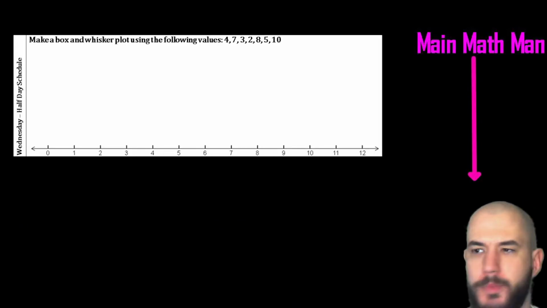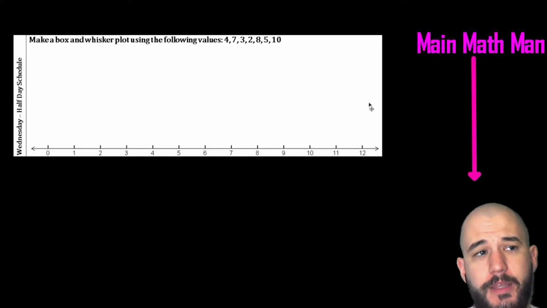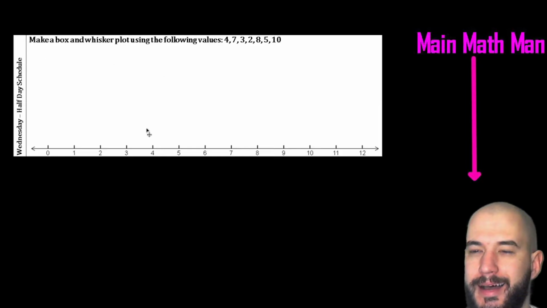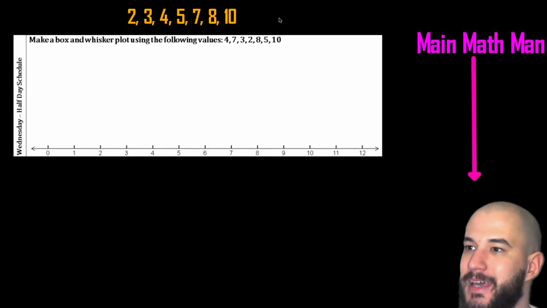And in this video, we're going to be making a box and whisker plot from these values. So again, our first thing that you need to do, you need to make sure that you can order them from least to greatest first. So try to find that min, try to find that max, so we can put our values in order. So we have 2, 3, 4, 5, 7, 8, 10.